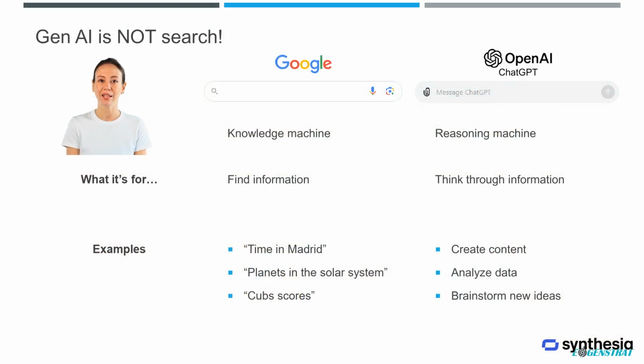Both ChatGPT and Google have a user text input bar that looks similar to each other. This is why many people at first treat Gen AI as a search engine. However, Google is an information retrieval engine, while Gen AI is a reasoning engine. If you are looking for specific factual info, continue to use search engines. If you are looking to think through information, use Gen AI.